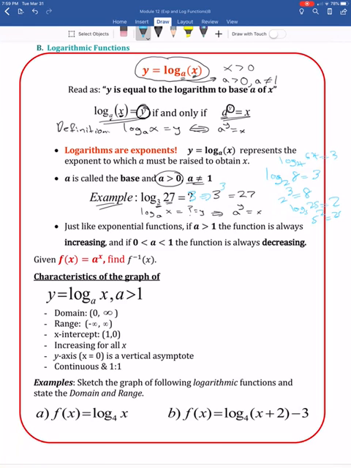Now, just like exponential functions, if a is greater than 1, the function is always increasing. If a is a number greater than 0 and less than 1, the function is always decreasing. So again, it's always increasing or decreasing. It's a one-to-one function. Domain, we mentioned domain restrictions. The input variable is some number greater than 0. Our range is our outputs, our y values, which is all real numbers. So if you notice, these are opposite of what we have with our exponential definition.